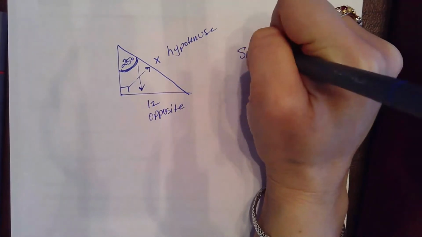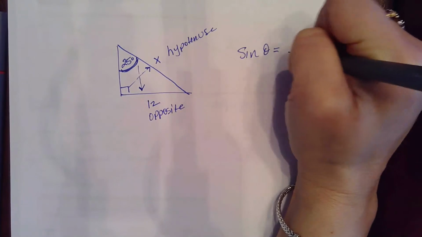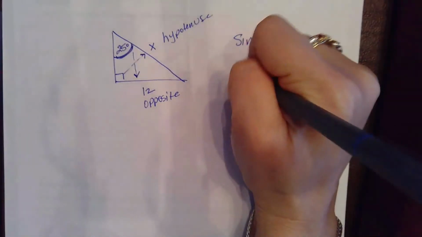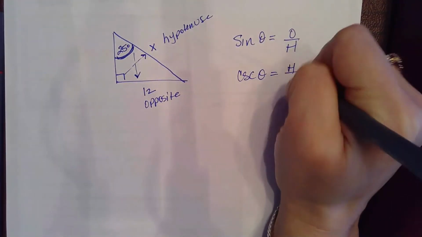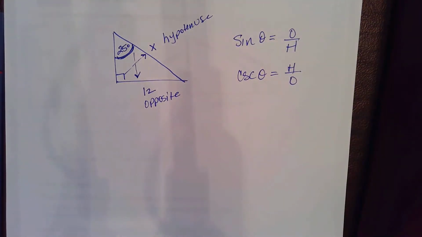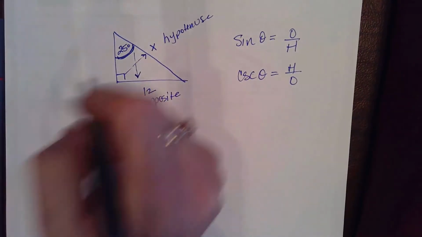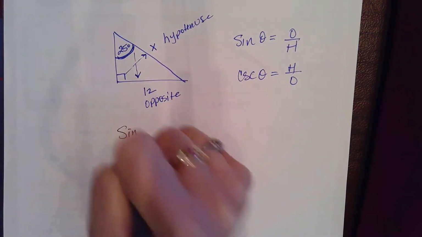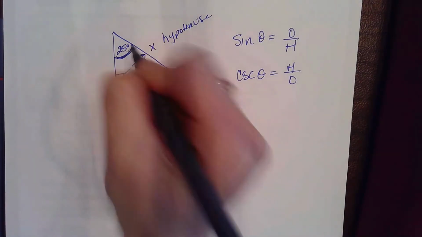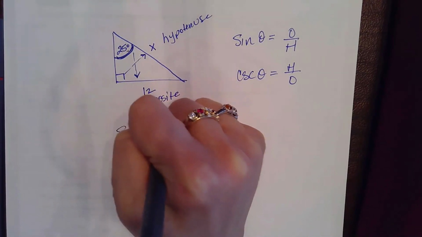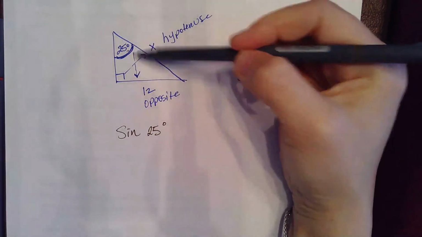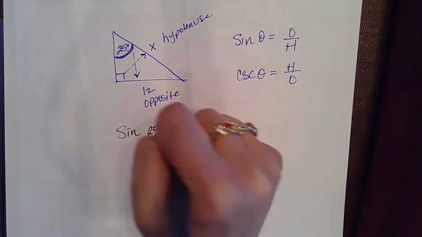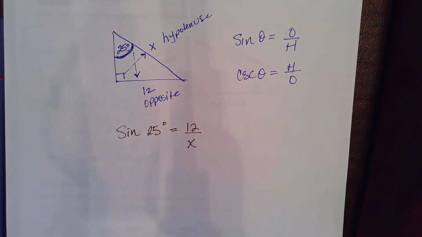Remember, you have a couple of them. You have sine, that is opposite over hypotenuse. Or technically you have cosecant, which is hypotenuse over opposite. So you could use either one. Generally, we're going to go with sine just because that's probably the most familiar to us. So how we would solve this is we would set up an equation. We'd say sine of our angle. Instead of calling it theta this time, we're going to call it 25 degrees because we named the angle. So sine of 25 is opposite over hypotenuse, so it equals 12 over x.